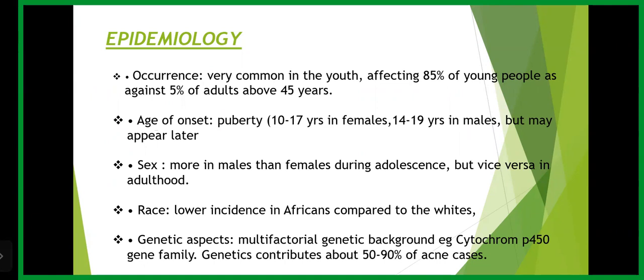But in terms of occurrence, it's commoner in the youth, affecting 85% of such group of people, as against 5% of adults, those above the age of 45. In terms of age, it affects males of 14 to 19 years and females of 10 to 17 years, usually the adolescents. As for sex, it affects males more than females in the adolescent stage, and vice versa in adulthood. In terms of race, it's lower in Africans compared to the whites.